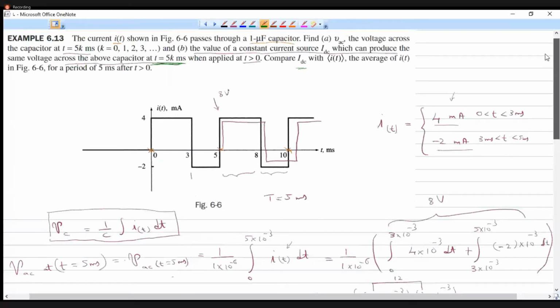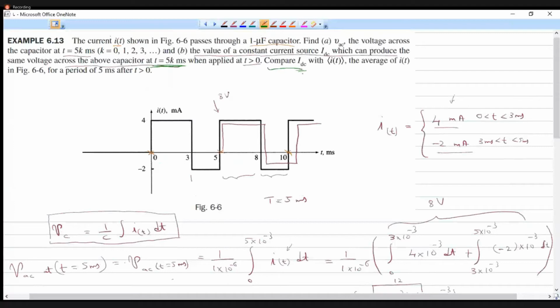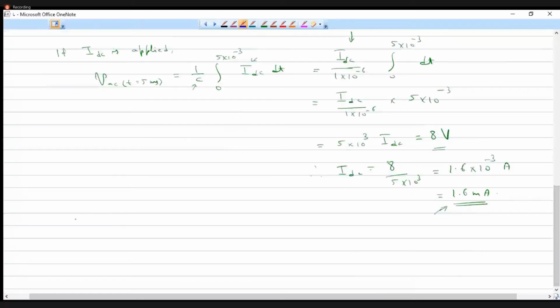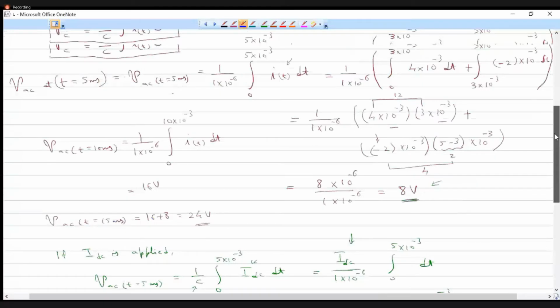The third part of the question is telling us to compare IDC, the current we have found, with the average value of i(t), that is the average value of this current signal, for a period of 5 millisecond after t greater than 0. So what is the average value of this current? I of t average is equal to 1 by T integral 0 to the time period. What is the time period? It is 5 millisecond.